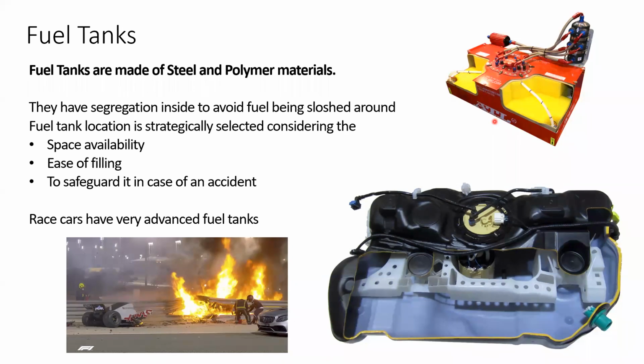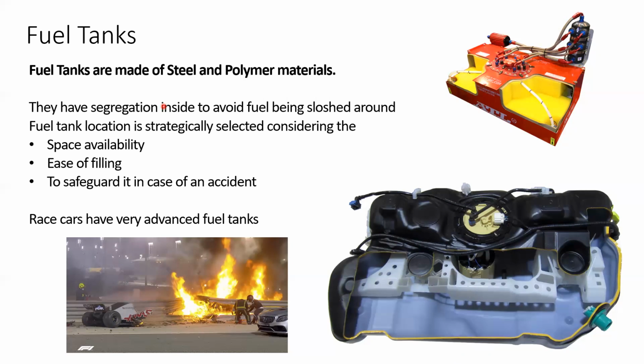That reduces the fuel sloshing around once the vehicle is taking turns. The fuel moves from one side to another, front to back. To reduce this, they have segregations, as you can see over here. These plastic sections support the fuel not to move here and there, so you will have fuel around the fuel pickup area at all times. The location of the fuel tank is a very important factor that most people do not care about, but unfortunately it's very, very important.